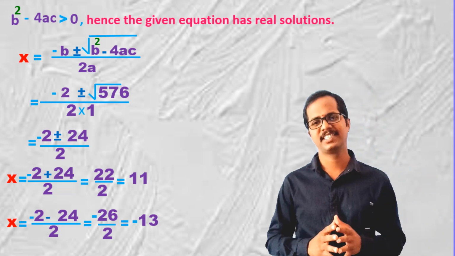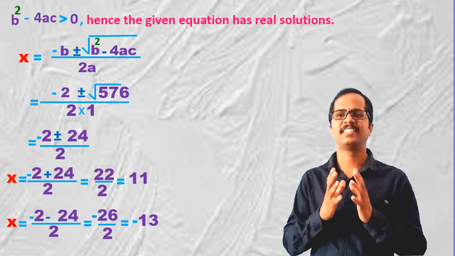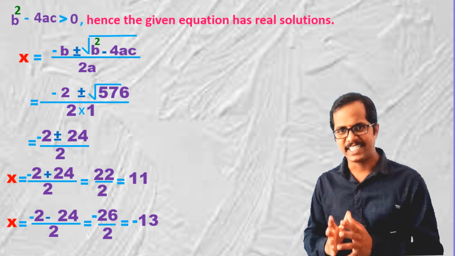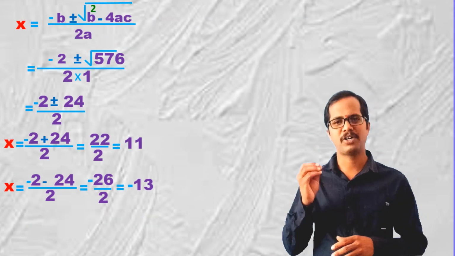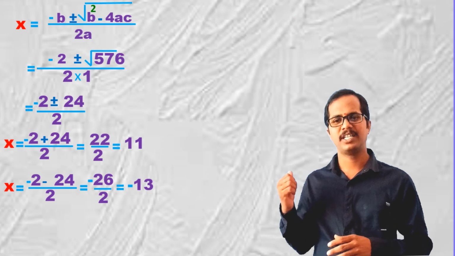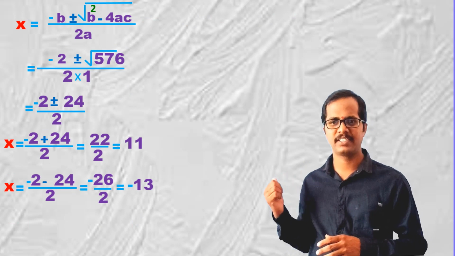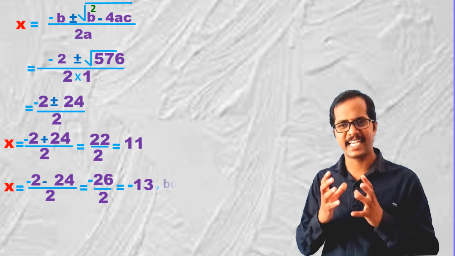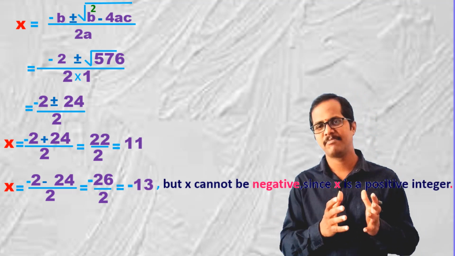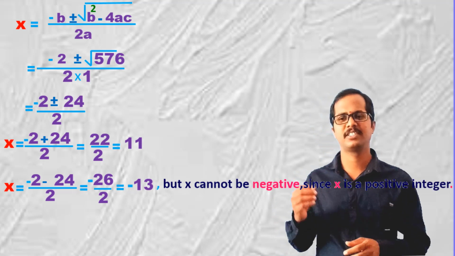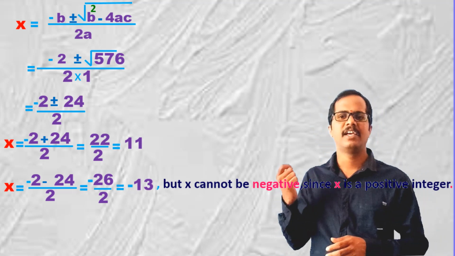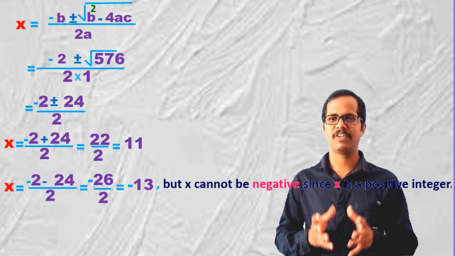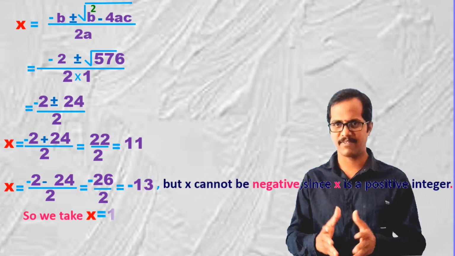But here what is x? We assumed x as the odd positive integer. So here x is an odd positive integer. But here we get x value as 11 and minus 13. So in this, minus 13 is a negative integer, but x is a positive integer. So hence we cannot take x value as minus 13. So we have to take x value as 11.